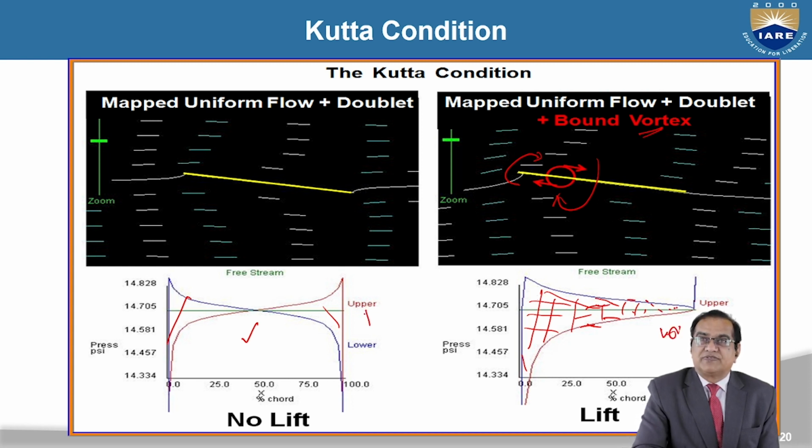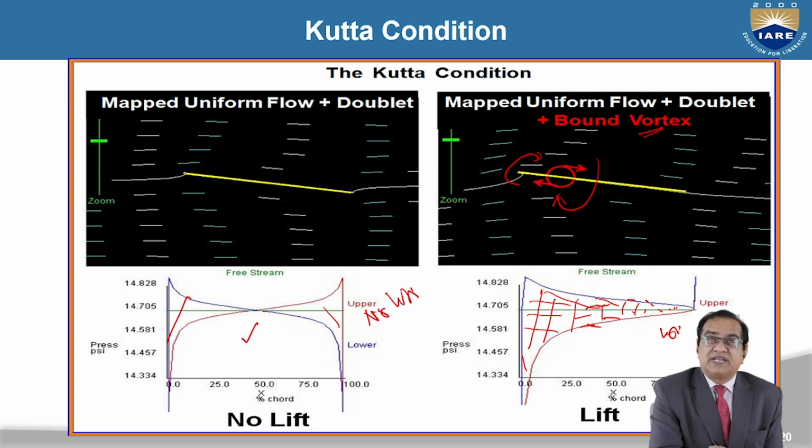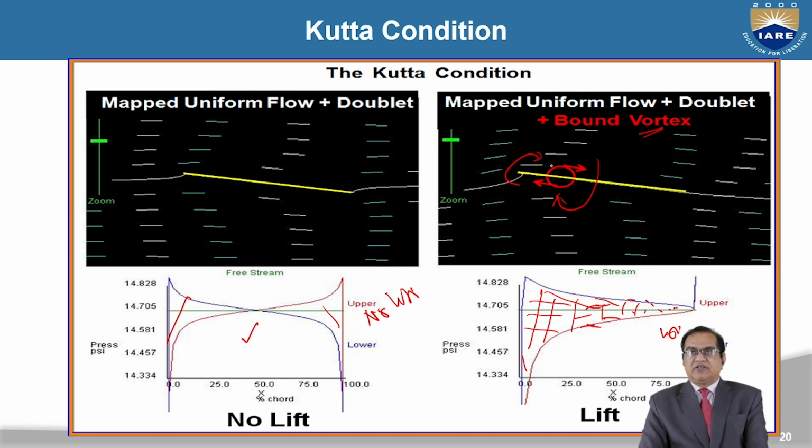But here, no lift, because it is touching the leading edge and leaving the trailing edge. Here it is below the leading edge, and then only circulation will start. So that is called the Kutta condition. If it is entering and leaving at the leading and the trailing edge, there will not be any lift.